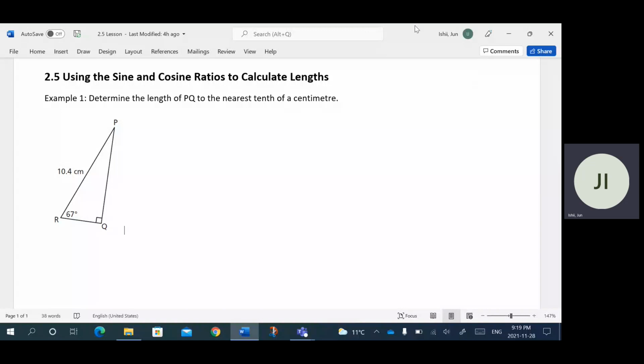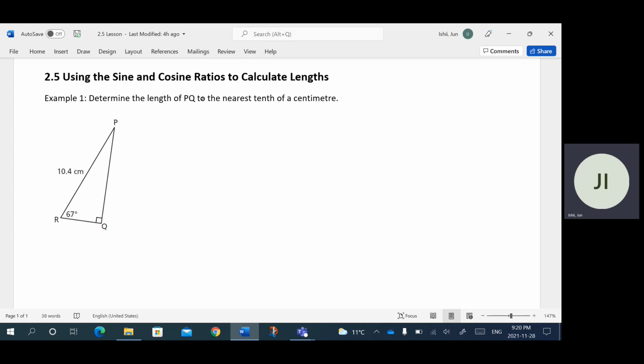All right. So in this next lesson, we're going to continue on with the last one, where we're going to be working with the sine and cosine ratios. But instead of finding angles, we're going to find lengths. All right? So this is going to be very similar to the second lesson when we used the tangent ratio to find lengths. It's pretty much the same kind of procedure. So let's just get into that first example here.